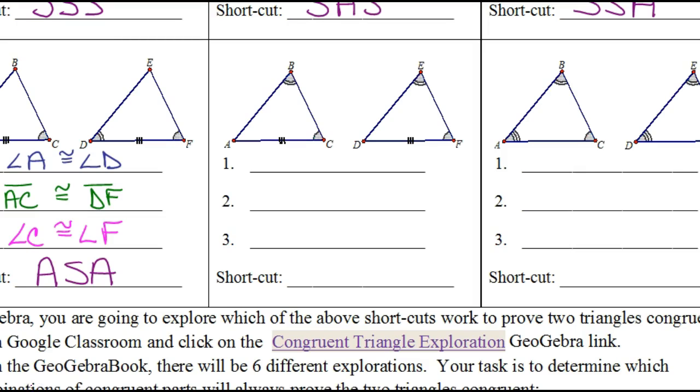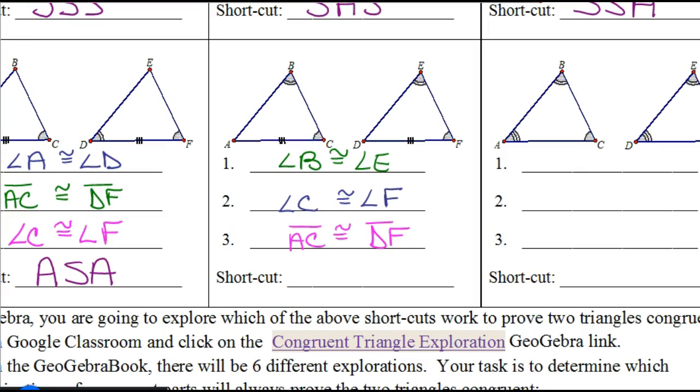For this 5th example, write down the corresponding parts that are congruent. For this example, it is the 2 angles that are congruent, but the non-included side. So this abbreviation is angle, angle, side.